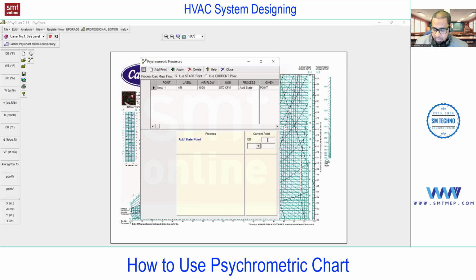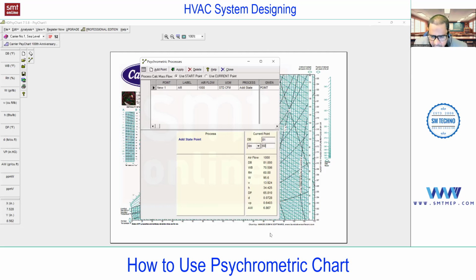You see, dry bulb is a basic requirement. After that, you can select the second property. In that example, we considered RH. I'm selecting RH and entering 60, for example. When you enter this, you'll get all the properties. You can read: wet bulb is 70.5, what we got. RH is what we have given. W is the humidity ratio, 90.